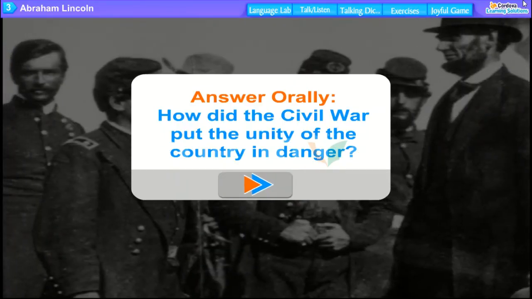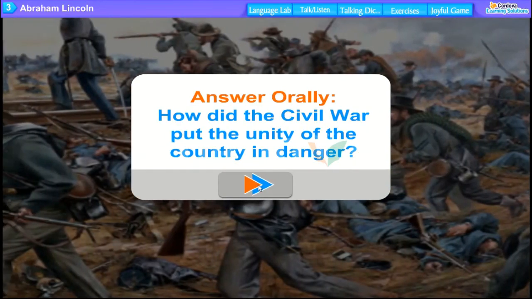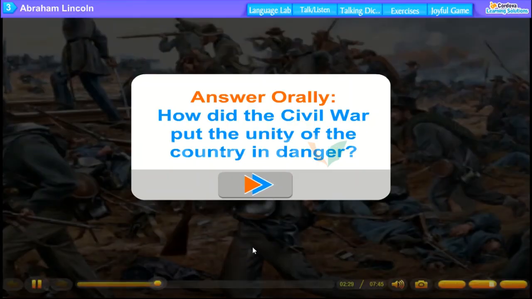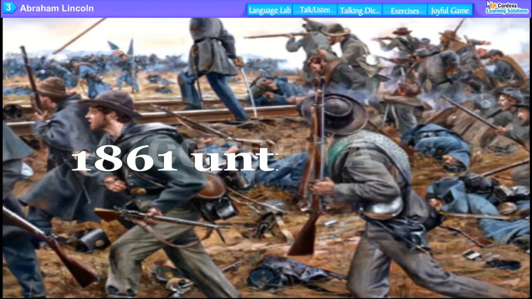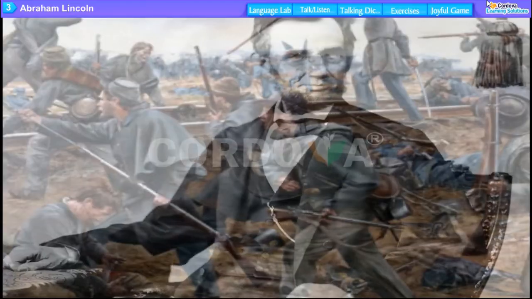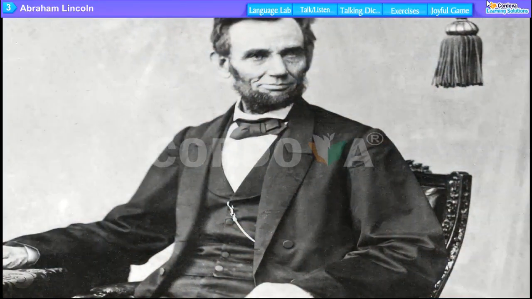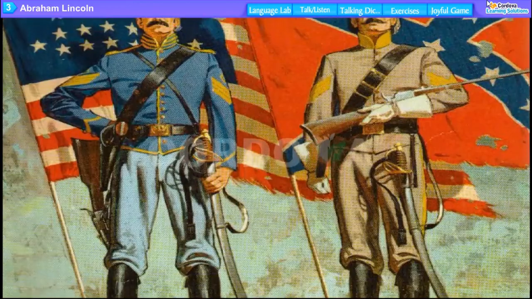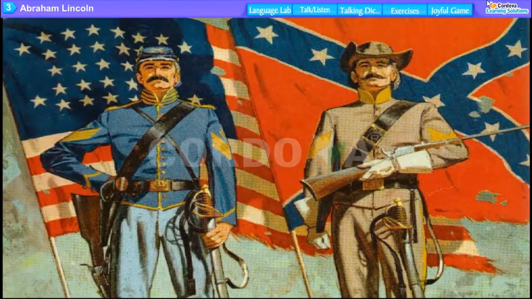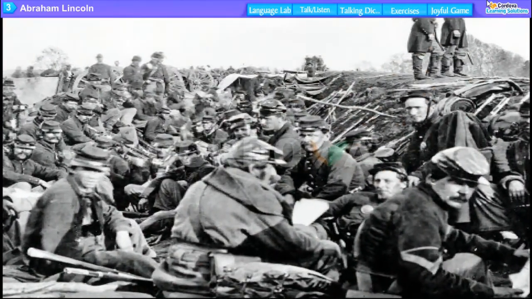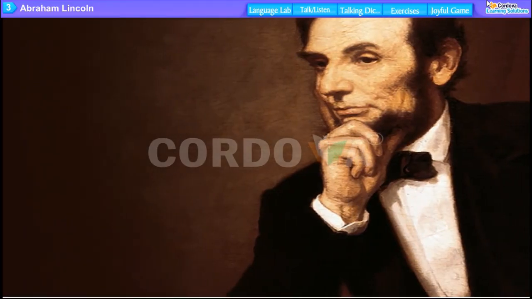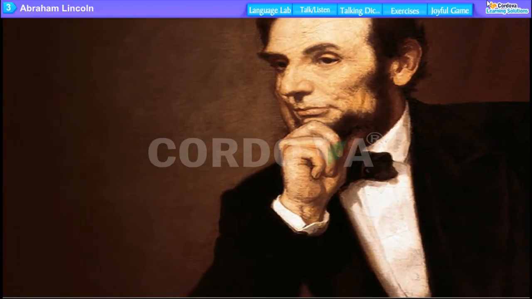How did the Civil War put the unity of the country in danger? The Civil War lasted from 1861 until 1865. Abraham Lincoln faced many problems. He wanted to preserve the unity of the country at any cost. Finally, a civil war broke out between the northern and southern states. He fought the war bravely and declared, "A nation cannot exist half free and half slave." He won the war and kept the country united.